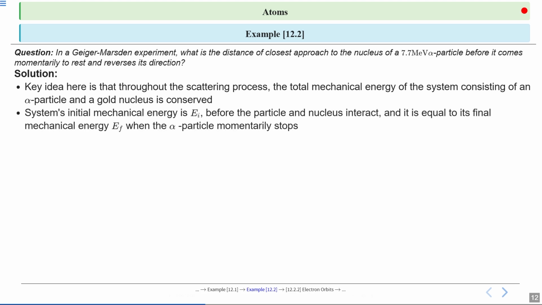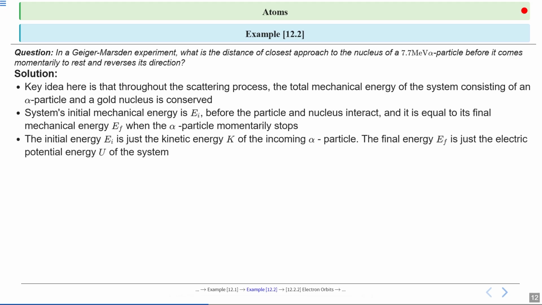So now let's break down what that means for our system. The initial mechanical energy, which we will call EI, is just the kinetic energy of the alpha particle before it gets closer to the nucleus. The final mechanical energy, EF, is what the system has when the alpha particle comes to rest at its closest point from the nucleus. At that moment, all the kinetic energy has been converted into electric potential energy.